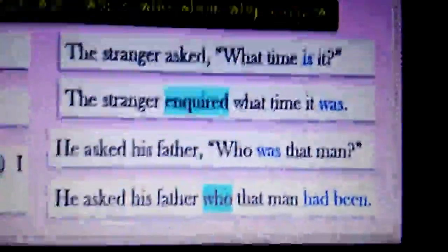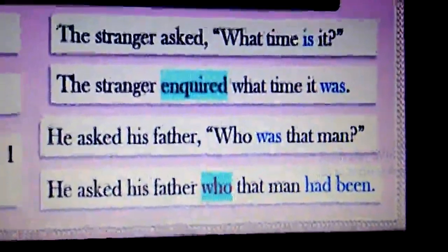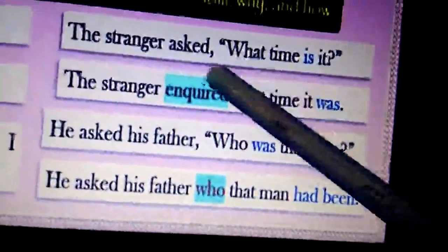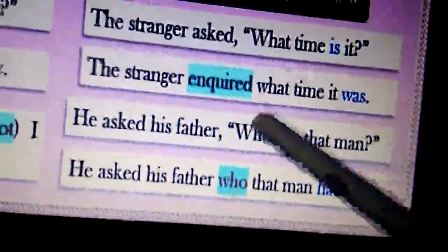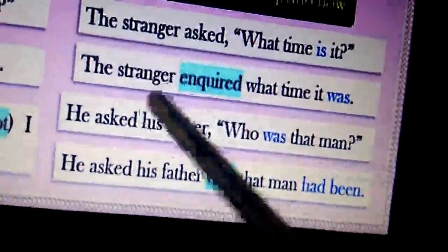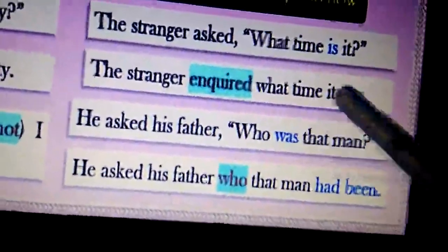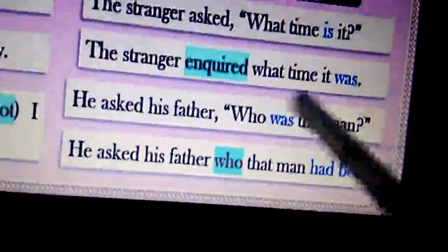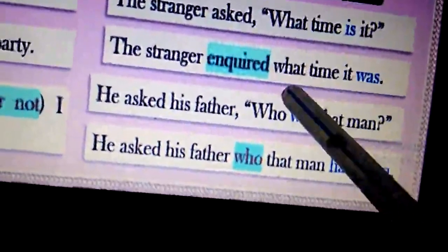See this question, like the stranger asked, "What time is it?" In this question, we have used a question word, what. By using a question word, we have framed this question. So if such types of questions come, how do we change it? The stranger inquired what time it was. There is no change in what, as it is we have brought it down.